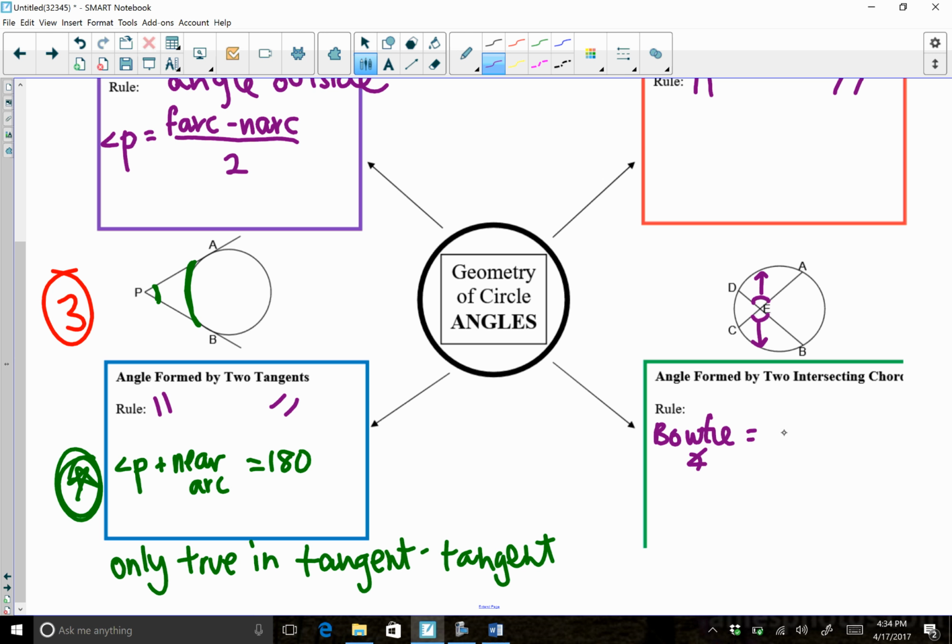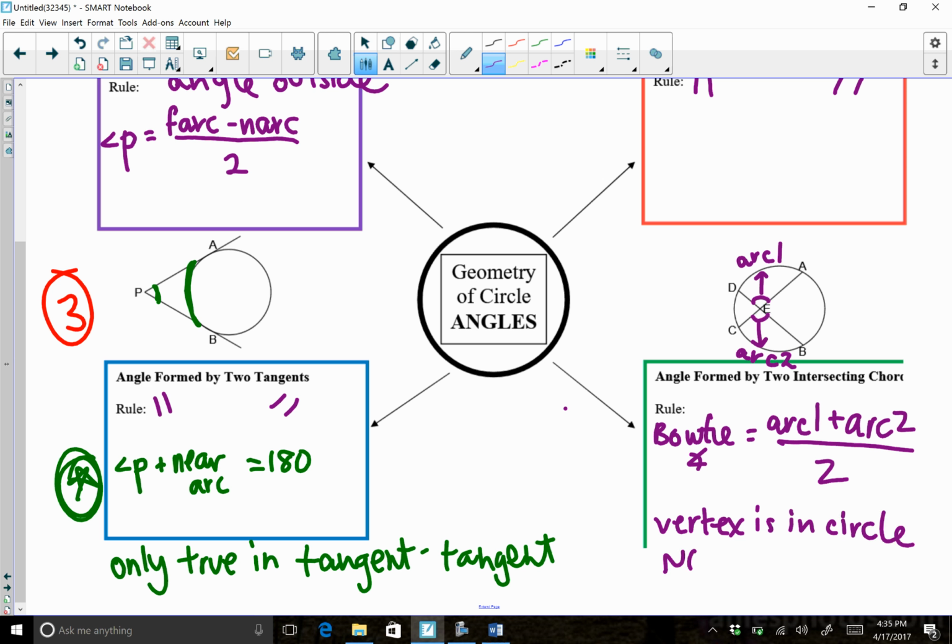So if I ever want to find a bow tie angle, I'm going to use arc 1 plus arc 2 divided by 2. It's our average of the arcs. So whatever arc our original angle's across from, plus whatever arc our vertical angle's across from, divide by 2. It's the average here. And I know this is a bow tie angle because the vertex is in the circle, not on the center.